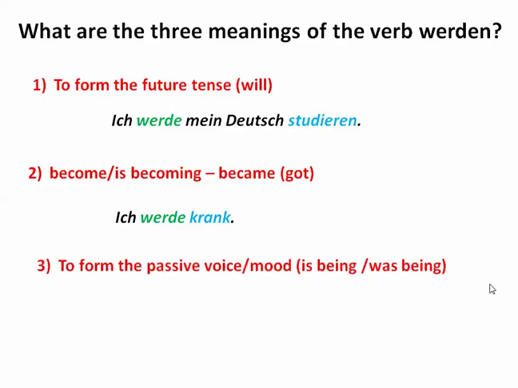The third possible meaning for werden is to form the passive mood or passive voice. In the passive voice, the object becomes the subject. So in our example here, German has become the subject, and werden means either is being if it's the present tense or was being if it's the past tense. And it's recognizable because normally it involves the third person singular form of werden, wird, or in the past tense wurde, and then it involves the past participle of the secondary verb, which in our example here is lernen, so it's gelernt. Deutsch wird gelernt, or German is being learned.